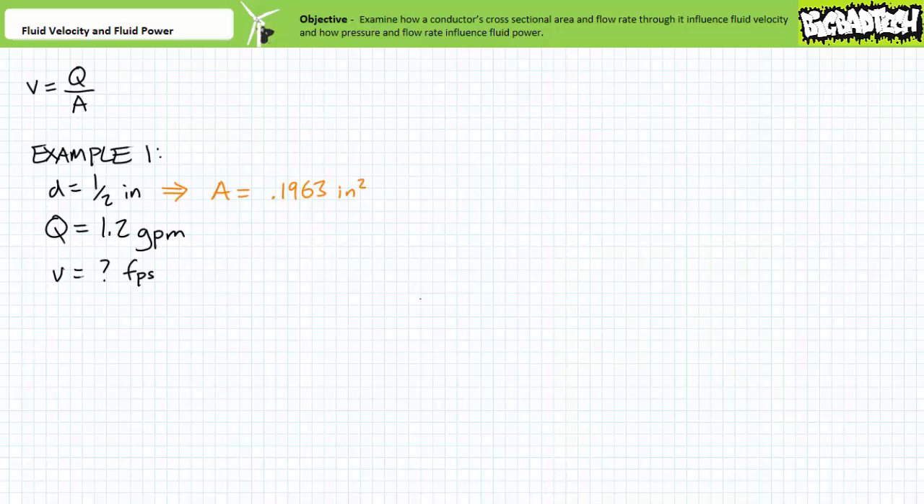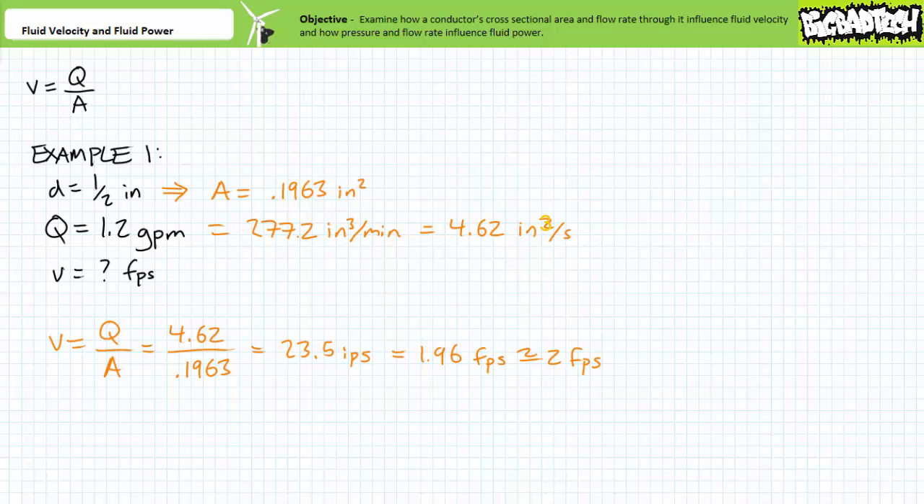Now let's perform a necessary unit conversion. A flow rate of 1.2 gallons per minute is 277.2 cubic inches per minute, or approximately 4.62 cubic inches per second. Substituting these values into our fluid velocity formula suggests that fluid velocity is approximately 23.5 inches per second. Performing the necessary unit conversion yields a fluid velocity of approximately 1.96, or roughly 2 feet per second. This is a pretty acceptable velocity figure, and will most likely result in laminar flow conditions.